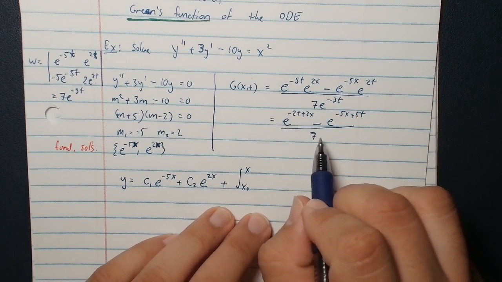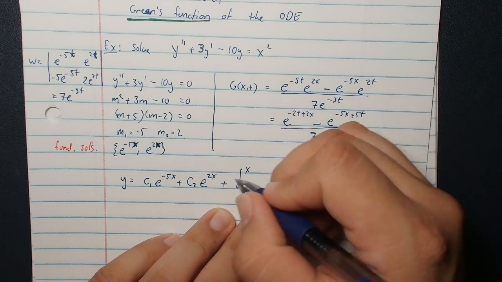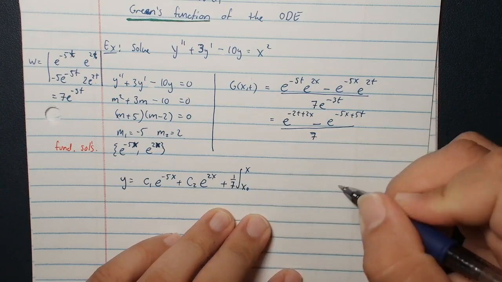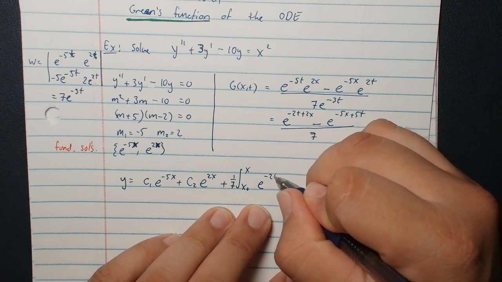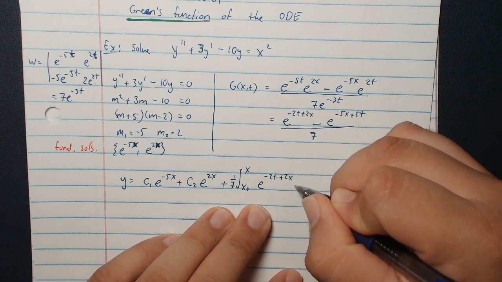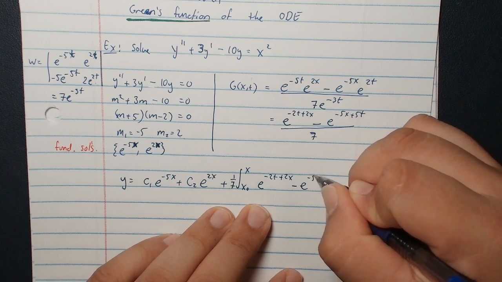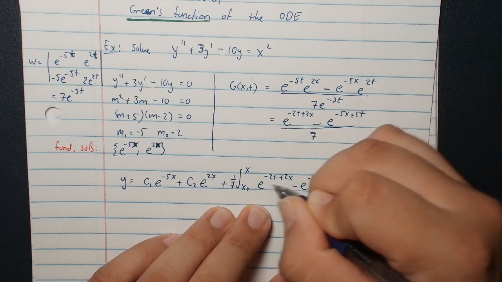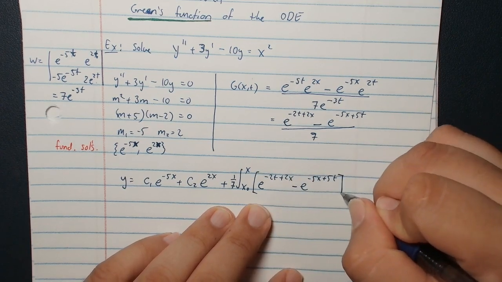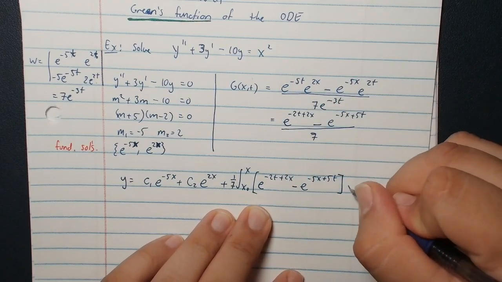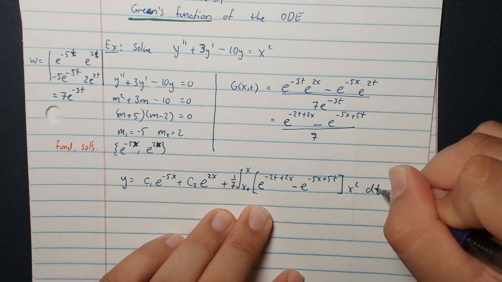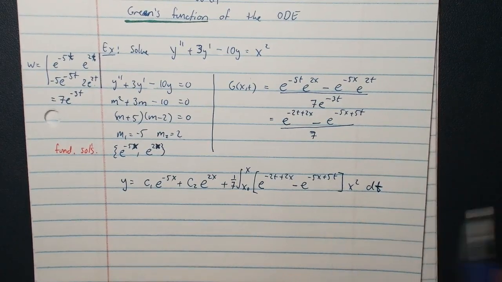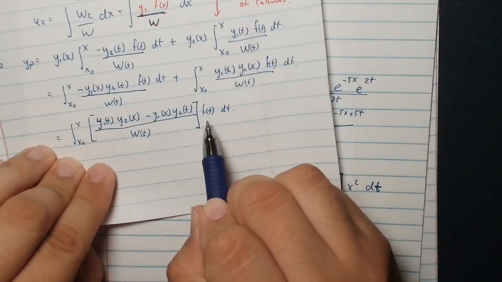take your Green's function. That dividing by 7 is a constant, so I think I'll just pull that to the outside. I get 1/7 times e to the minus 2t plus 2x minus e to the minus 5x plus 5t times our input function x squared dx. Oh, sorry, dt. Let's see here. Oh, I made a mistake. It's supposed to be f of t.